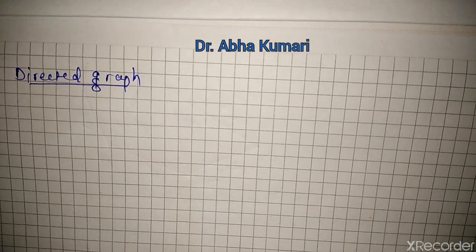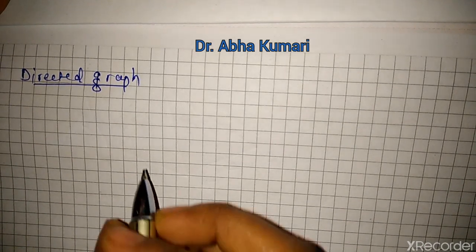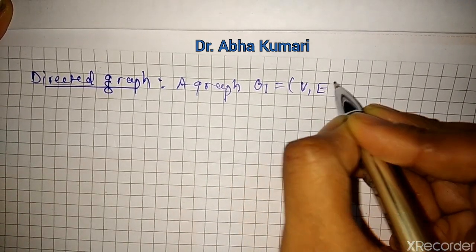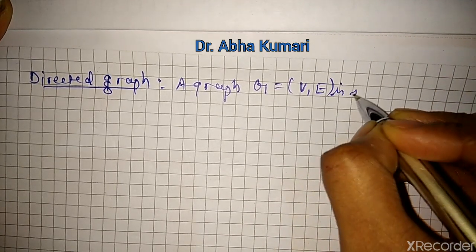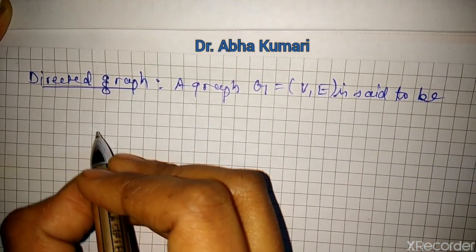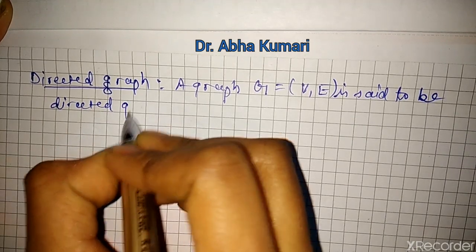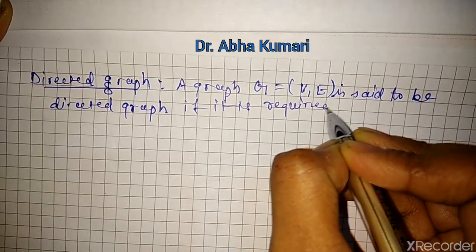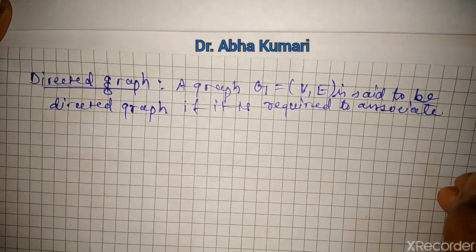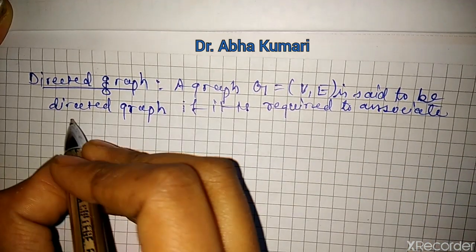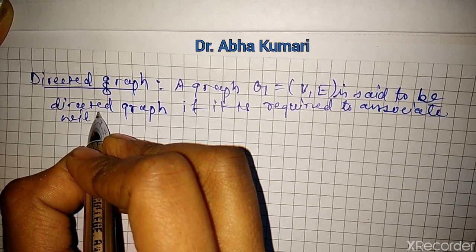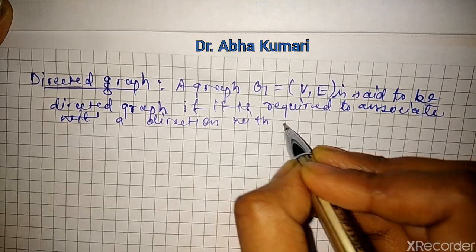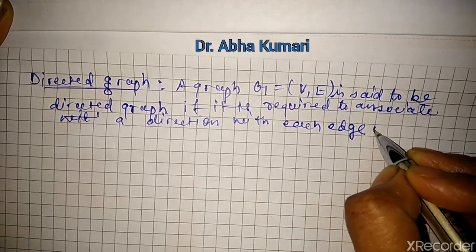The next definition is directed graph. So what is a directed graph? A graph G = (V, E), where V is the vertex set and E is the edge set, is said to be a directed graph if it is required to associate a direction with each edge of the graph G.